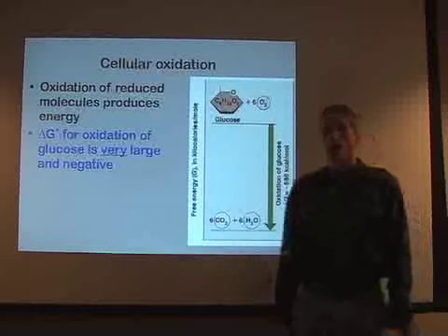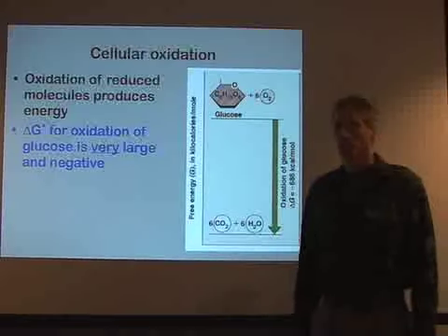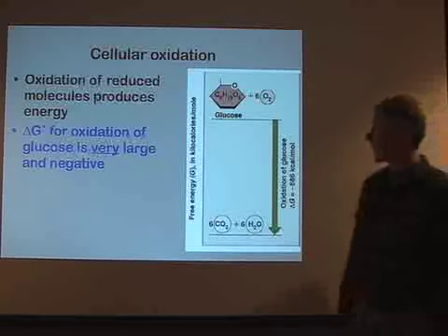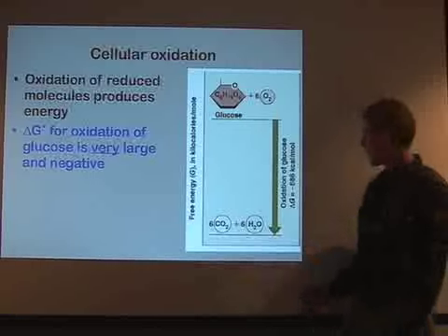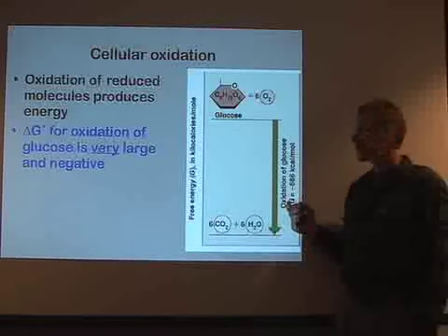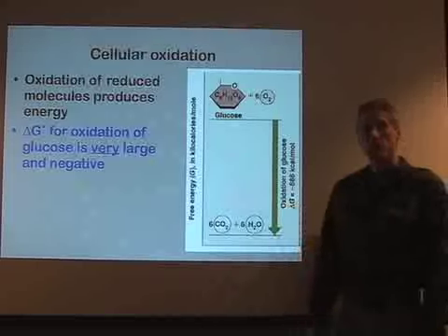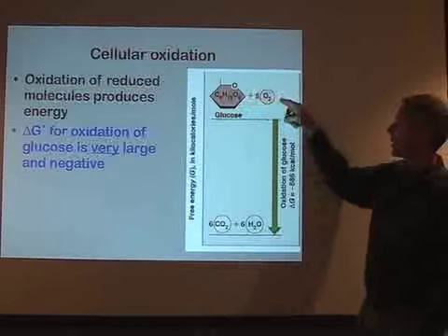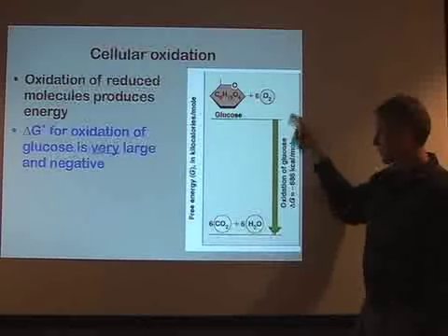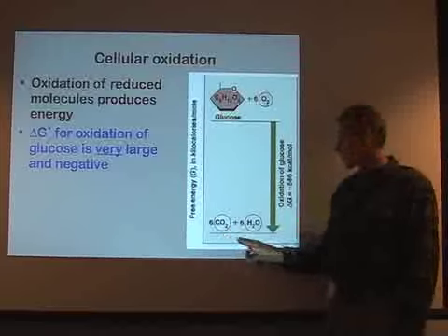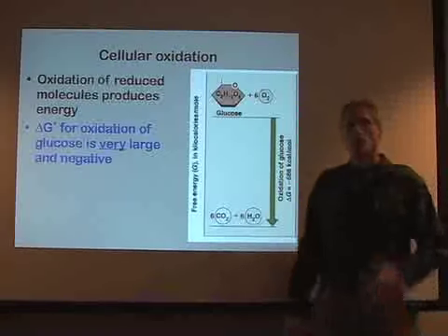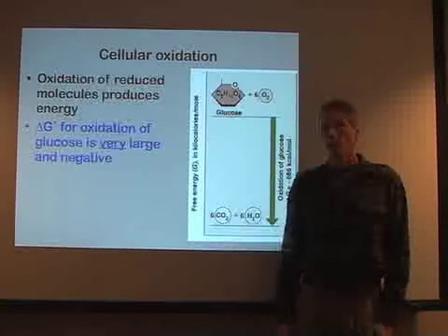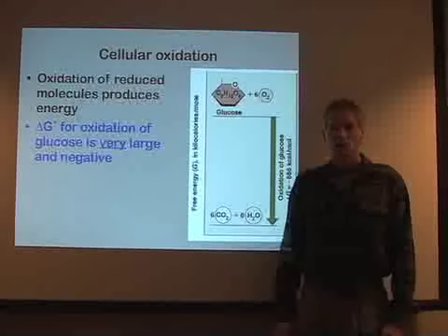If you completely oxidize glucose, you get 686 kilocalories per mole of energy. That is, delta G is very large and negative, when you take sugar and oxidize it with oxygen completely to carbon dioxide and water. So one way to completely oxidize glucose is to burn it. But that's not how cells work.